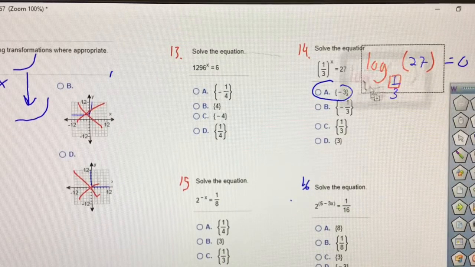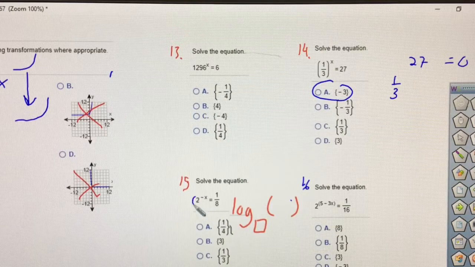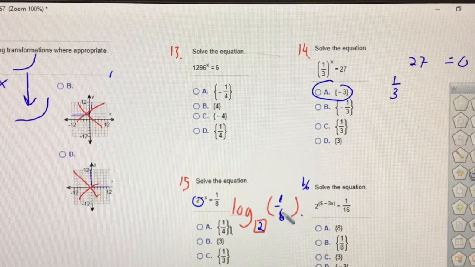Log base box button once again. So I'm going to bring my log base box template over. The base is going to be 2. The box in here is going to be 1/8, and that's going to equal negative x when I'm all said and done. So whatever this is, all I have to do is change the sign of it.